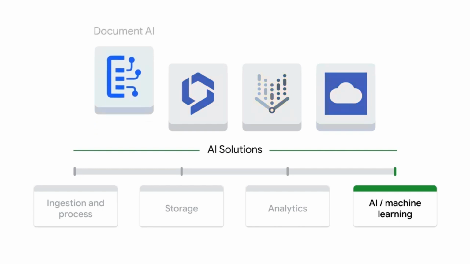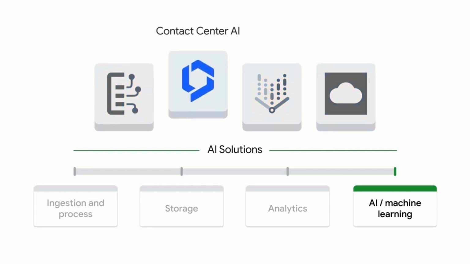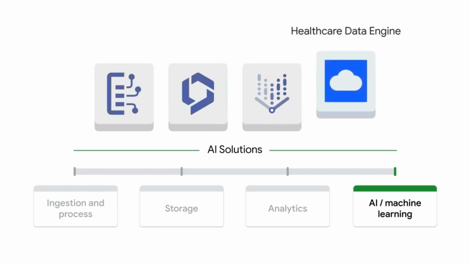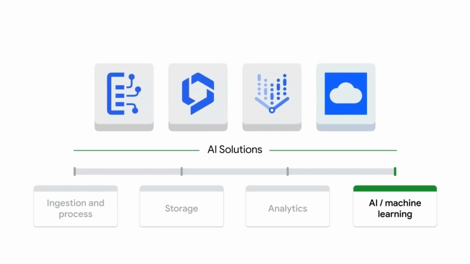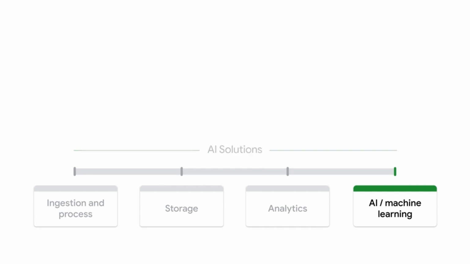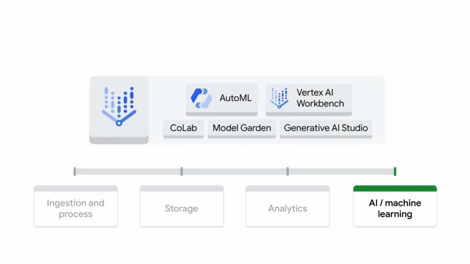These include Document AI, Contact Center AI, Vertex AI Search for Retail, and Healthcare Data Engine. These products unlock insights that only large amounts of data can provide. Many of them have been recently embedded with generative AI capabilities. For example, Contact Center AI is equipped with chatbots that are powered with large language models to understand natural language and engage in conversations like a human agent. You'll explore the machine learning options and workflow together with these products in greater detail later.